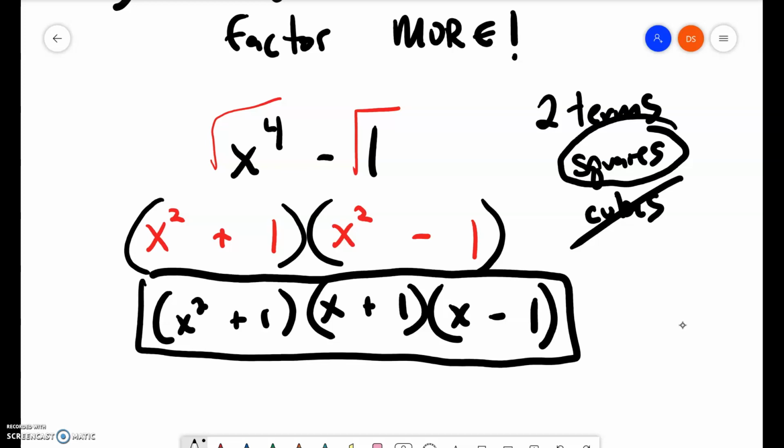Take a minute, pause the video if you want to look at that again. But here's my question for you, my critical thinking question. Why could this x squared minus 1 get broken down more, but this x squared plus 1 cannot?